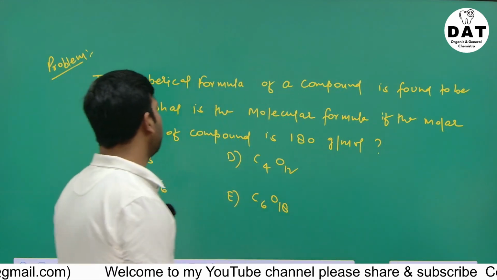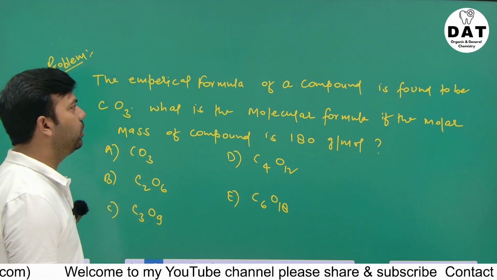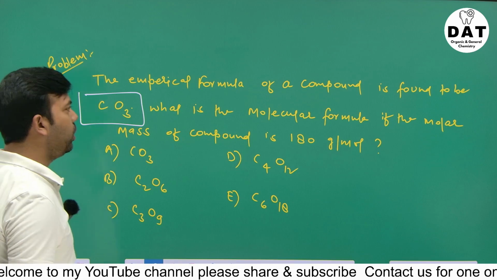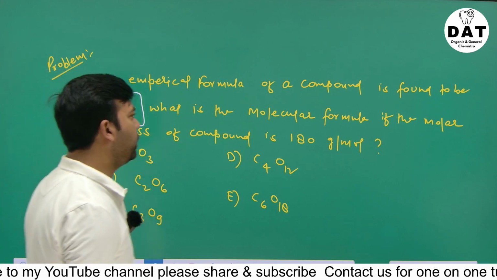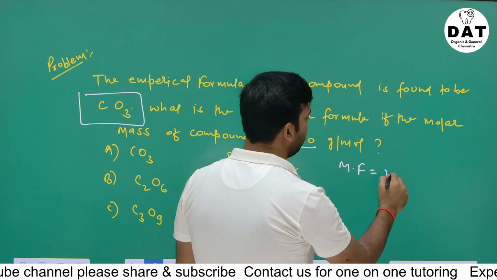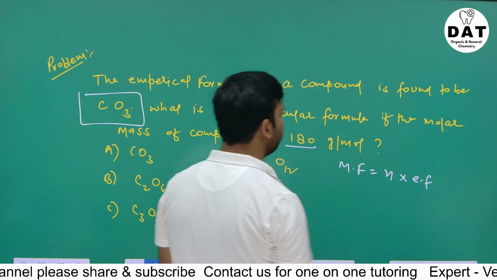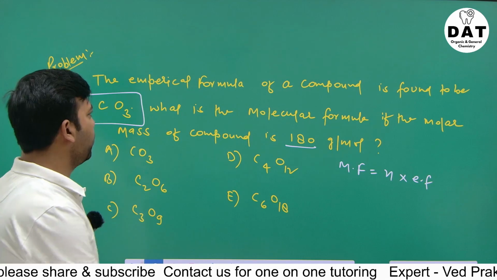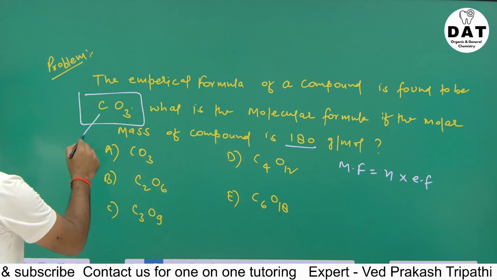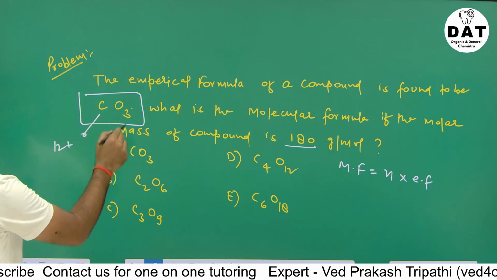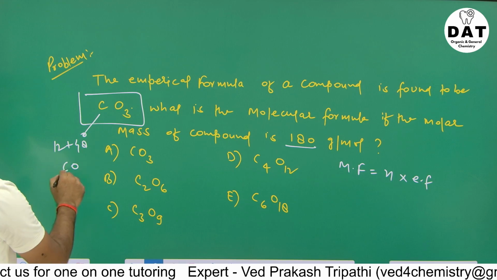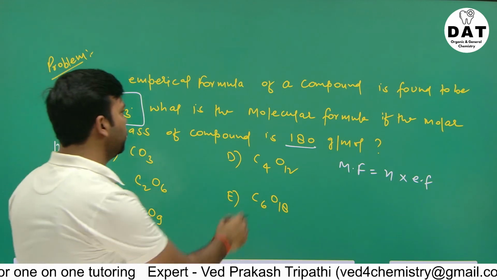Let's talk about the very last question. The empirical formula of a compound is found to be CO3. What is the molecular formula if the molar mass of the compound is 180? Simple. We all know molecular formula is equal to N times empirical formula. Clear? The empirical formula is given, which is CO3. So let's find out the empirical formula weight. 12 plus 48, so how much? 60. And the molar mass is 180.